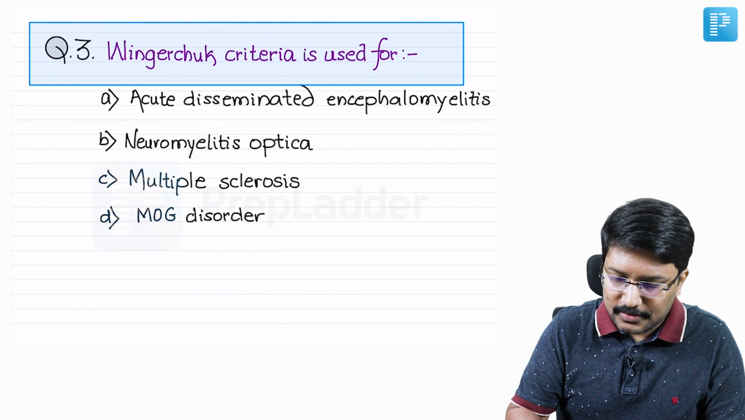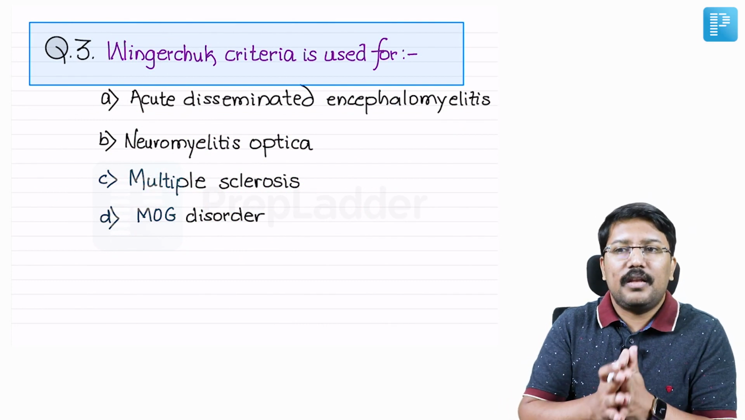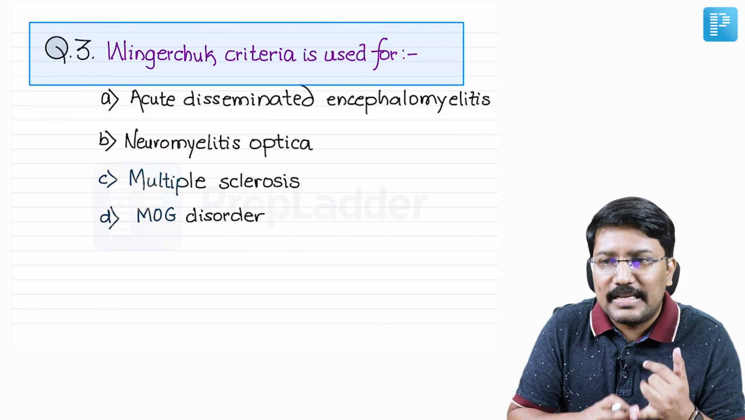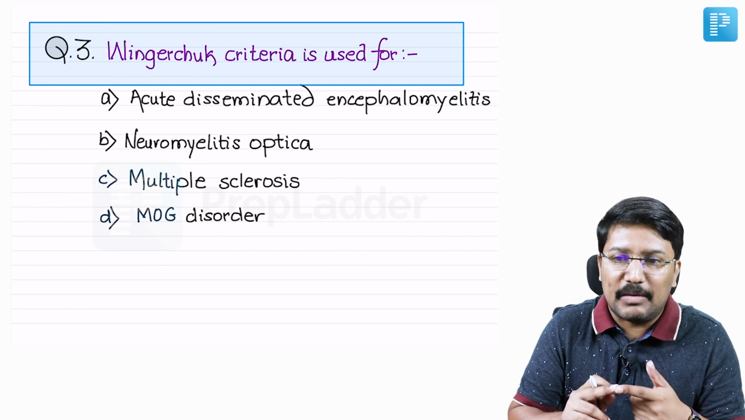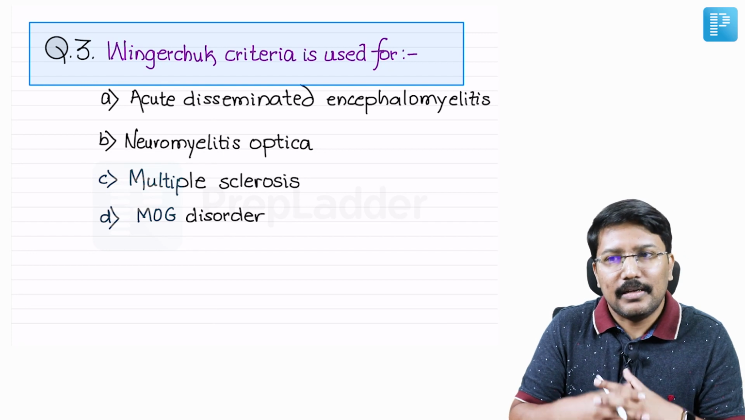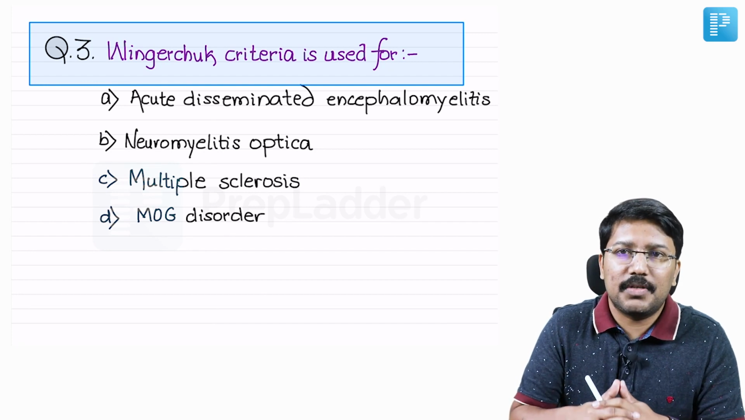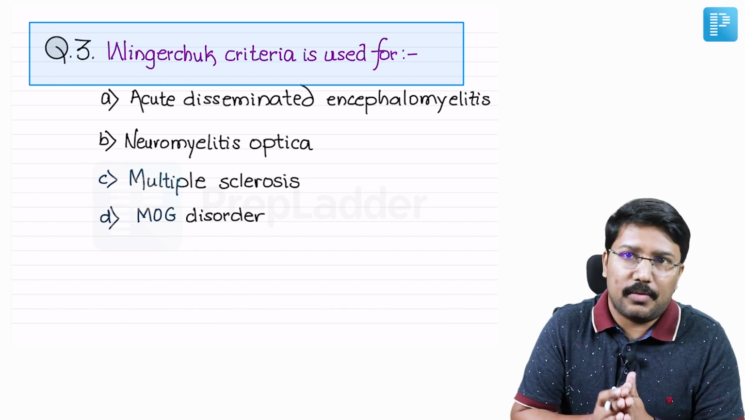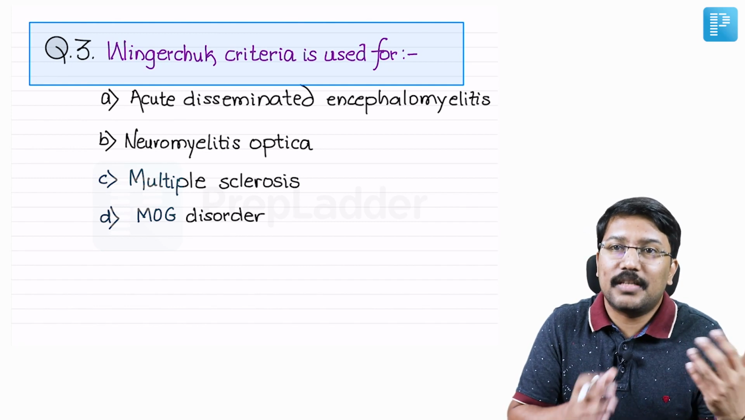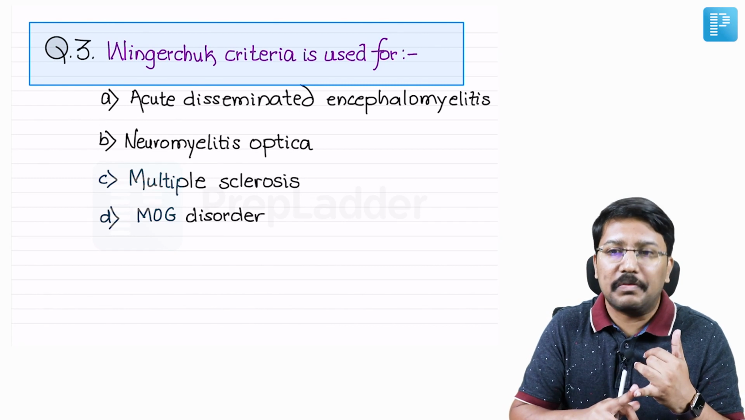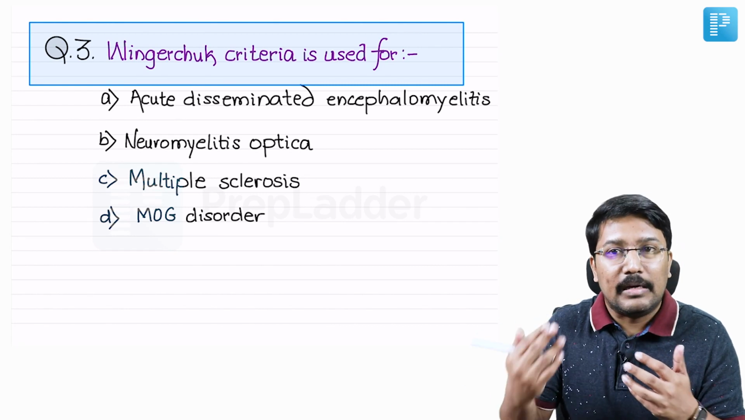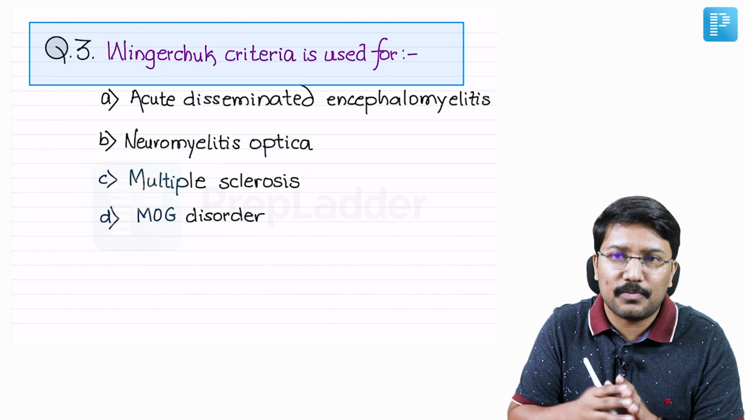Okay, now let's go to the next question. Wingerchuk criteria is used for acute disseminated encephalomyelitis, neuromyelitis optica, multiple sclerosis, or MOG disorder. Now this is one important area which MCQs are bound to come. Even for the general medicine part of NEET SS, I tell you MCQs are bound to come. This differentiation between neuromyelitis optica versus multiple sclerosis versus MOG disorder.